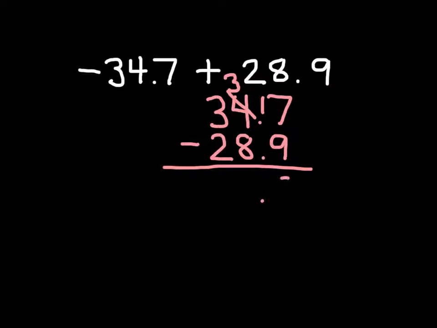17 minus 9 equals 8. I can't take 8 from 3, so I'll borrow from the 3, make it a 2. Make 3 a 13. 13 minus 8 equals 5. And then 2 minus 2 is 0. Again, we're going to keep the sign of the larger number. In this case, negative 34.7 is bigger. So our answer is negative 5.8.